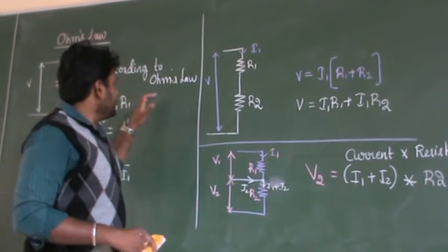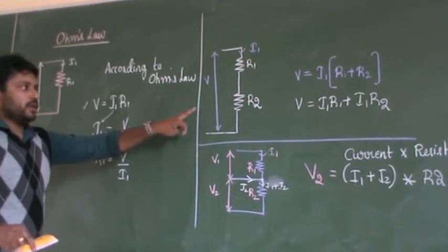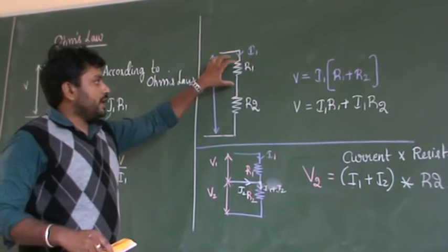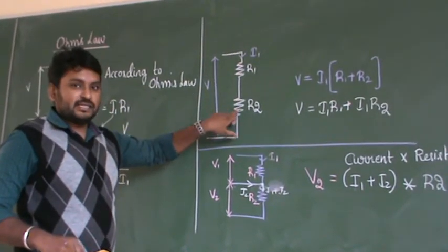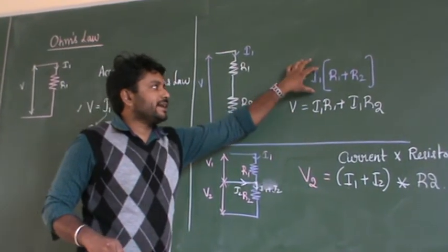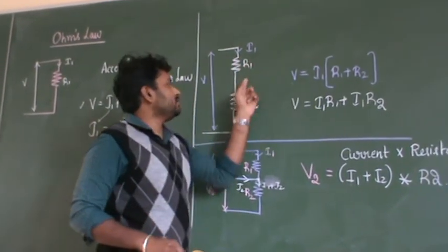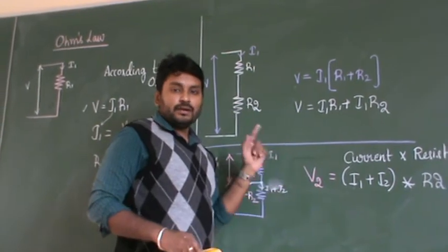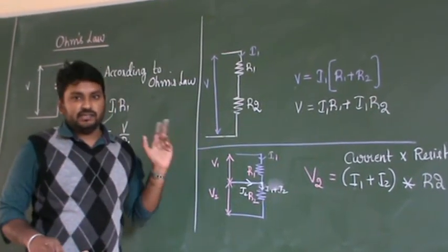Next, similar to this circuit, there is one more circuit I have written here. R1 and R2 are connected in series. I can write my voltage equation as the current into resistor, and I can add these two resistors, that is R1 and R2, because these two resistors are connected in series.